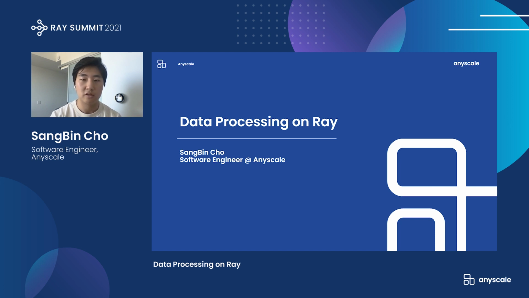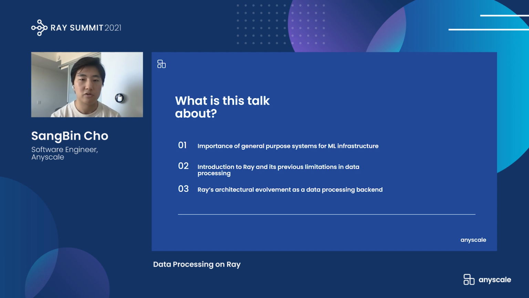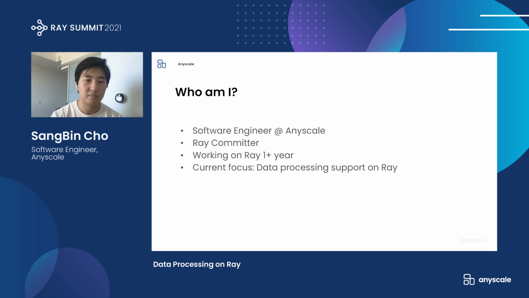Today, I'm going to present data processing on Ray. There are three things I'm going to talk about today. First, I'll reiterate the importance of a general purpose system for ML infrastructure. Second, I'll introduce Ray and its previous limitations in large-scale data processing workloads. And lastly, I'll go through the architectural improvements we've made over the past year to overcome that.